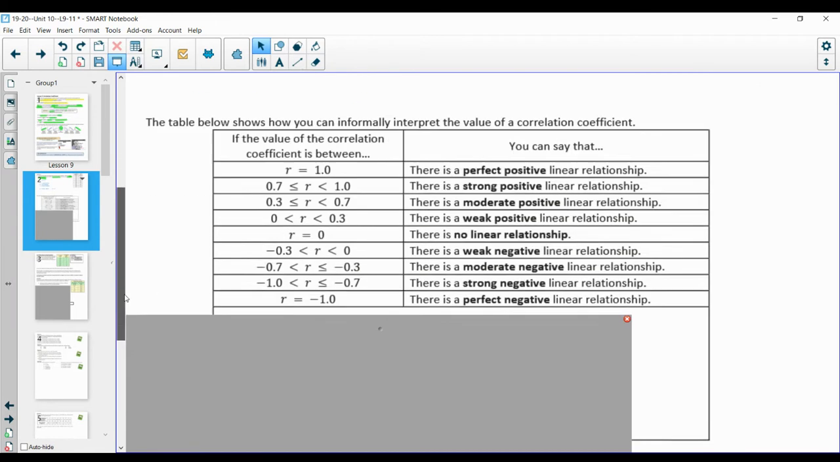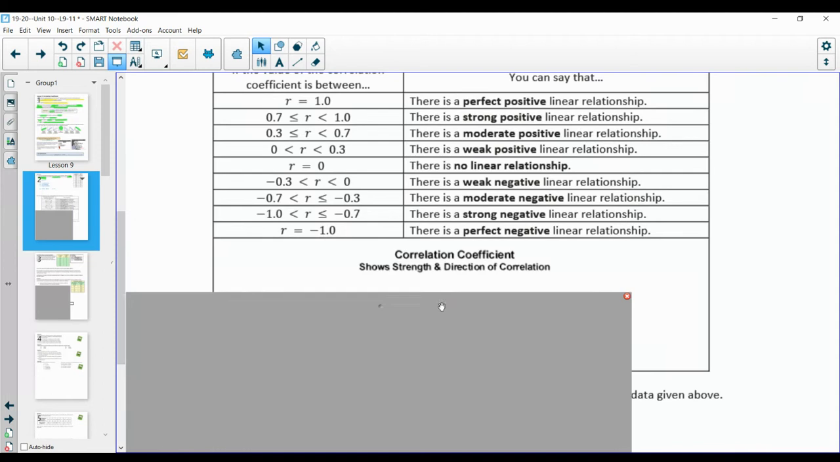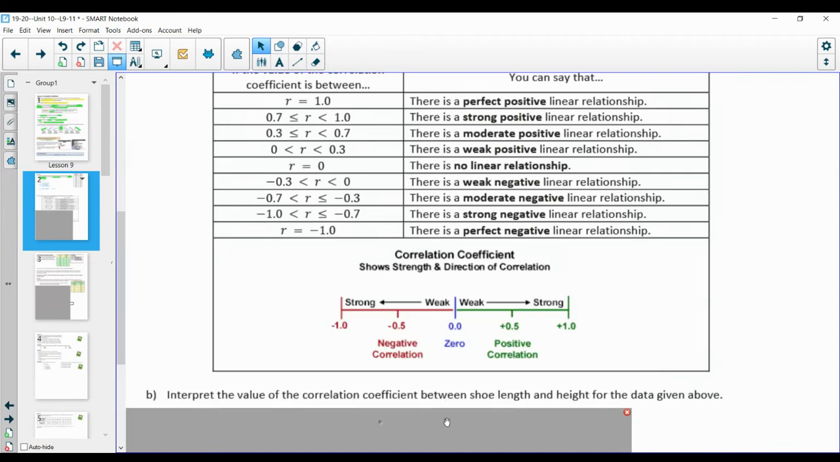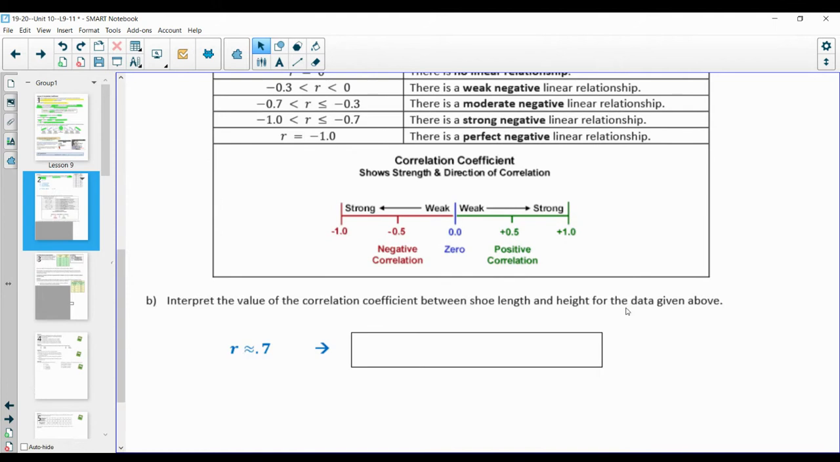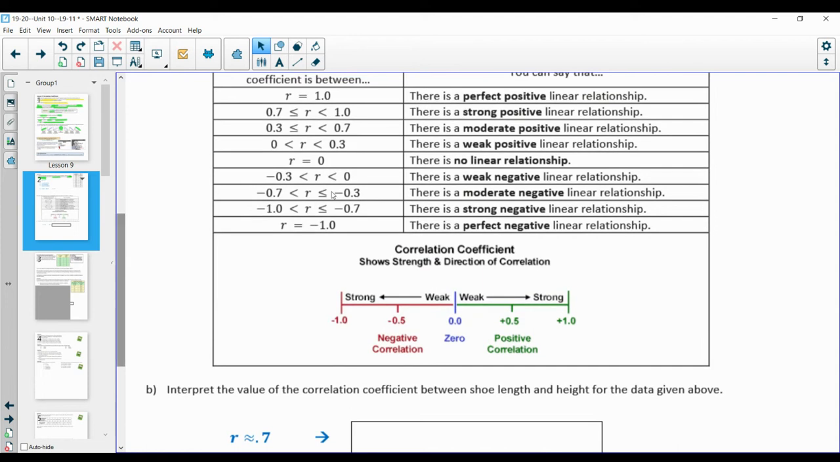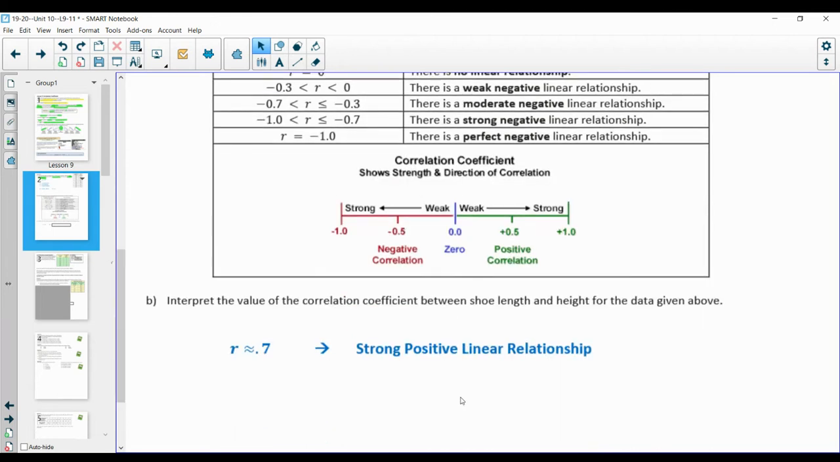So when our R value, our correlation coefficient, is a positive 0.7, it asks us to interpret it. So what does that mean? Well, a positive 0.7 would fall right here, a strong positive linear relationship. So that means we have a good prediction using our equation.